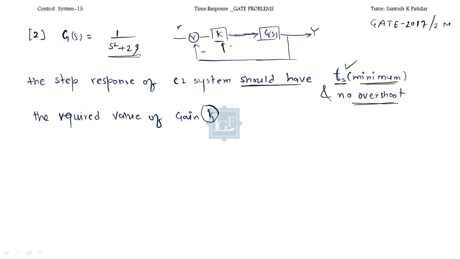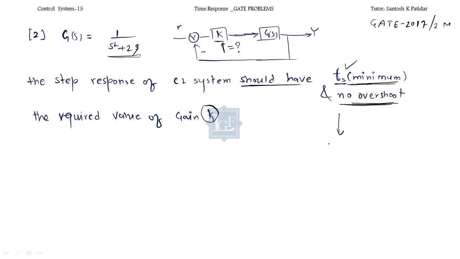This is the value k they are asking for, correct? So friends, please observe this question, then find it out. It will take hardly 1 minute. See, you have to keep your settling time minimum. You have to keep no overshoot. When will you get no overshoot?